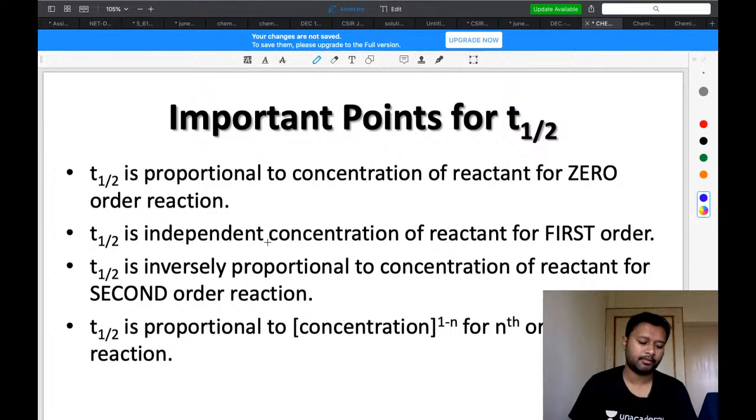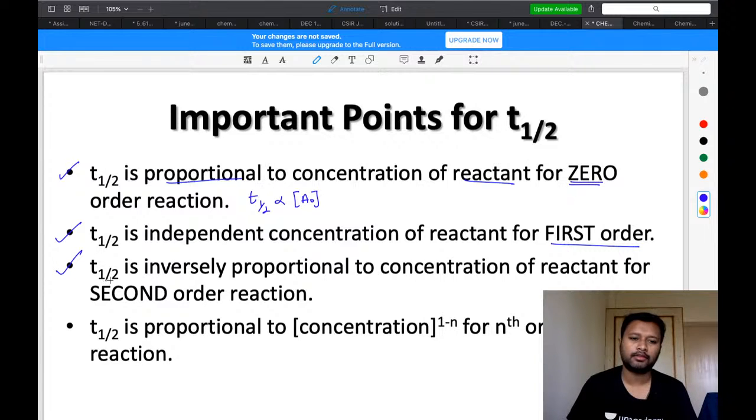Next is some important points regarding your T half. The first point is that your T half is proportional to the concentration of reactant for zero order reaction. So if the reaction is of zero order, the T half is proportional to the concentration of reactant. Second point says that T half is independent of the concentration of reactant for the first order reaction. So for first order reaction, the T half does not depend upon the concentration of reactant. So whatever the concentration of reactant is, T half is not going to change.